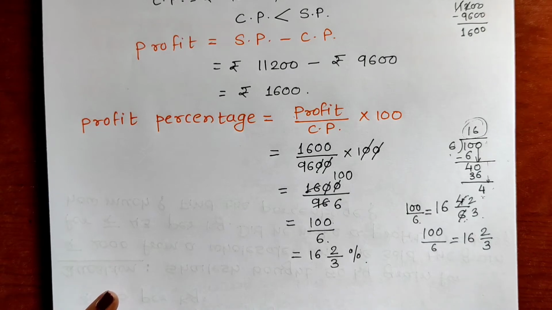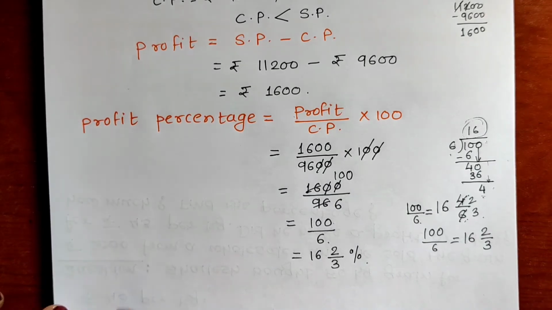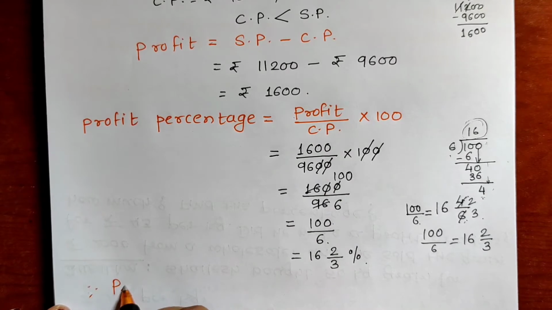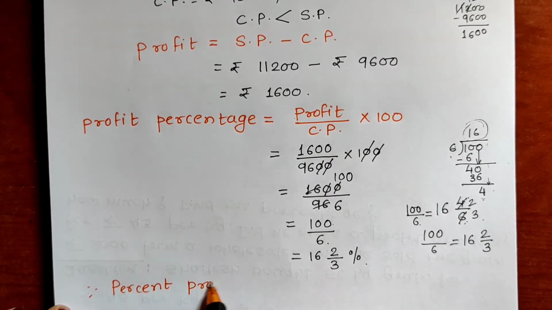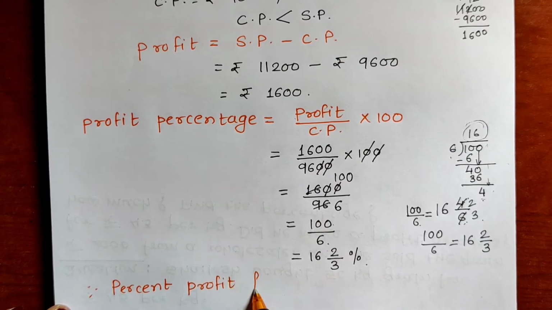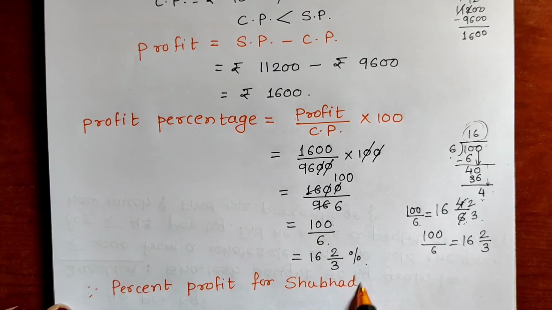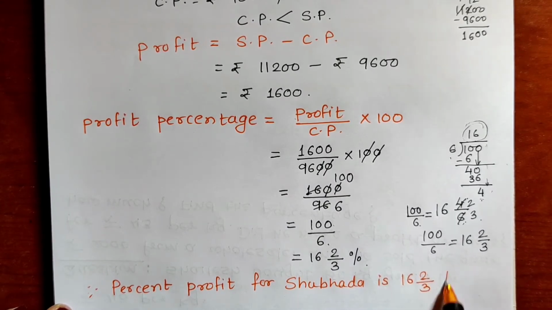So let us write the answer statement. Therefore, percent profit for Shubhada is 16 integer 2 upon 3%.